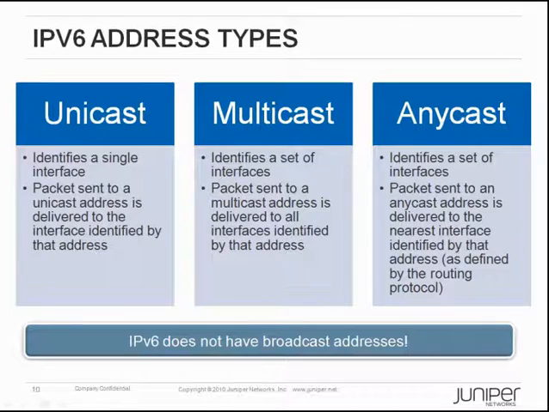Anycast, similar to multicast addressing, identifies a set of interfaces that might belong to different nodes, but Anycast packets are delivered only to the nearest interface identified by the Anycast address as defined by the routing protocol. Note that IPv6 does not implement traditional broadcast addresses. Instead, IPv6 uses the link local all nodes multicast group at address FF02::1.